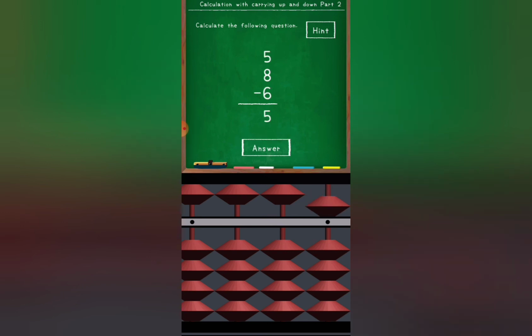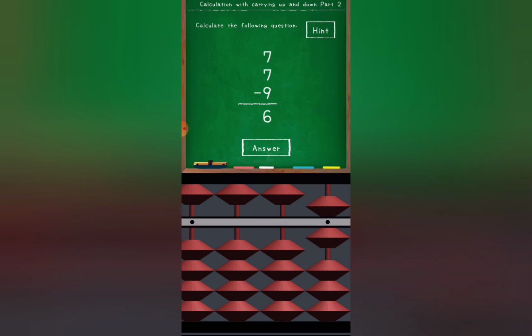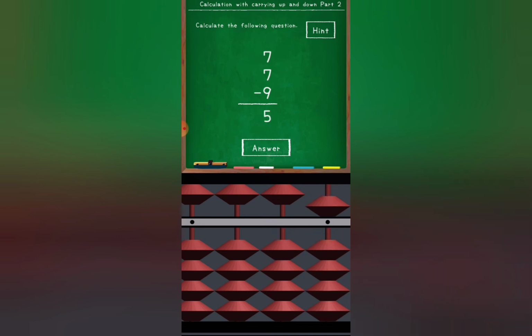This is my answer. Again plus 5, plus 8: 1, 2, 3, 4, 5, 6, 7, 8. Then minus 6. I am going to use the tens position again, so minus 10 plus 4: 1, 2, 3, 4. This is my answer. So 7: 5, 6, 7. Again 7: 1, 2, 3, 4, 5, 6, 7. Then 9. Again I am going to use the tens position, minus 10 plus 1 is equal to 9.